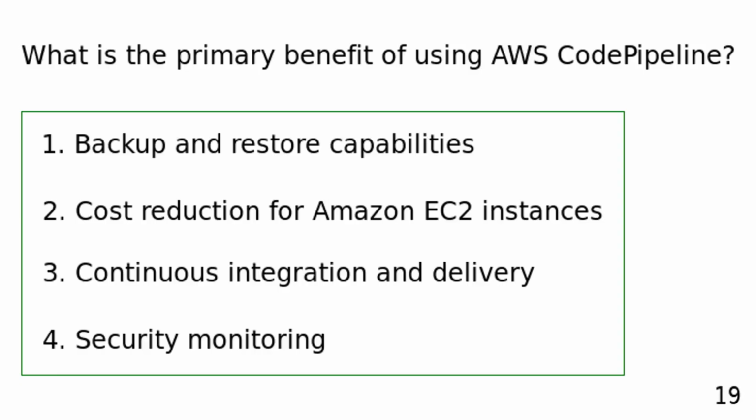What is the primary benefit of using AWS CodePipeline? Backup and restore capabilities. Cost reduction for Amazon EC2 instances. Continuous integration and delivery. Security monitoring.